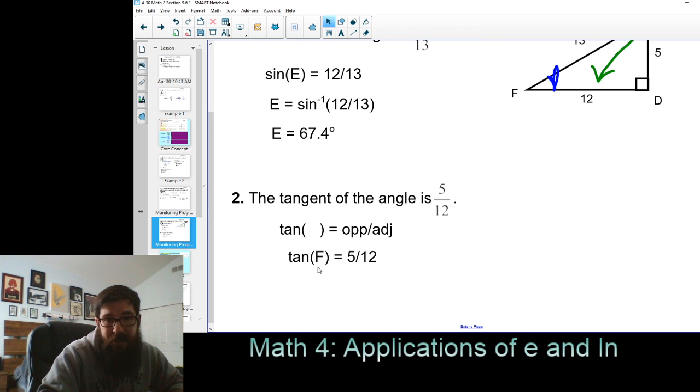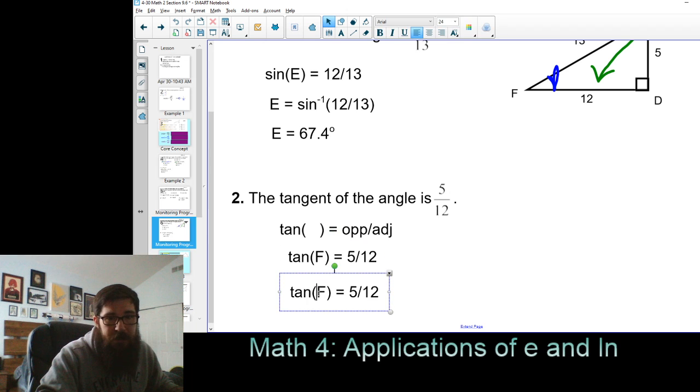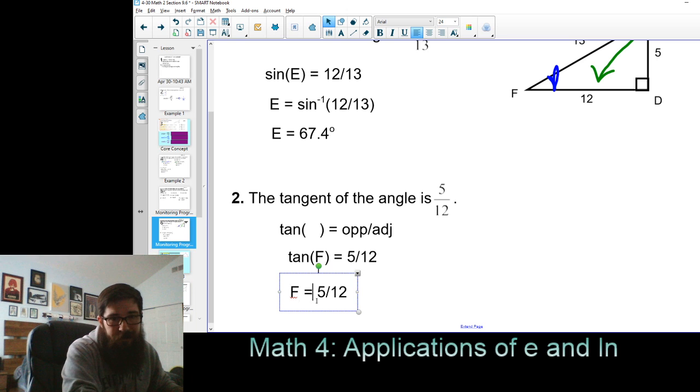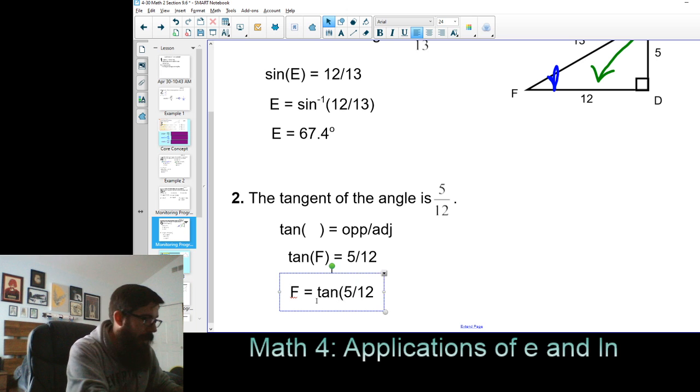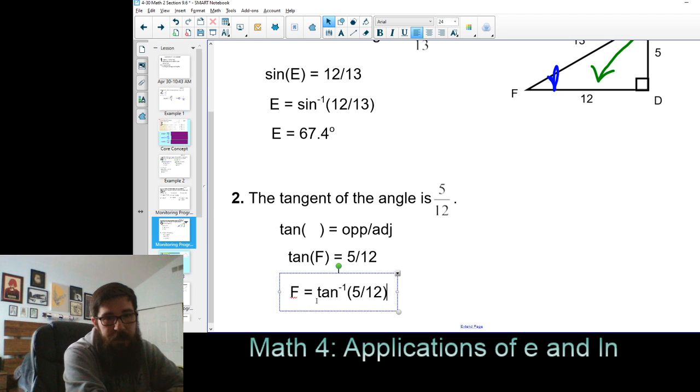It says then find the angle measure. I need to get rid of that tangent. How are you going to do it? You take the inverse tangent of both sides. That's going to move the tangent off of the left side and make an inverse tangent on the right side. You literally need to type that in a calculator, and it's going to spit out a number for you.